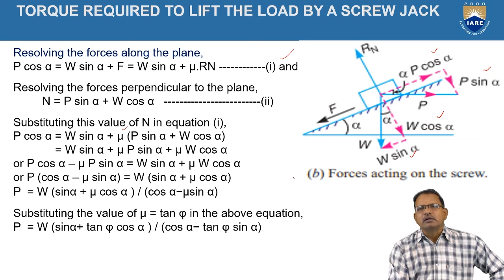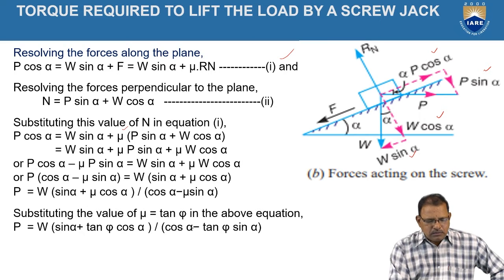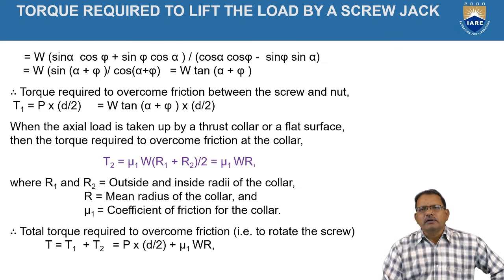Since mu represents the coefficient of friction, which is also equal to tan phi, and substituting tan phi equal to sin phi by cos phi, we get P equal to W into sin alpha plus tan phi cos alpha, divided by cos alpha minus tan phi sin alpha. Again, tan alpha is equal to sin alpha by cos alpha. Substituting these values, we get W into sin alpha cos phi plus sin phi cos alpha, divided by cos alpha cos phi minus sin phi sin alpha.